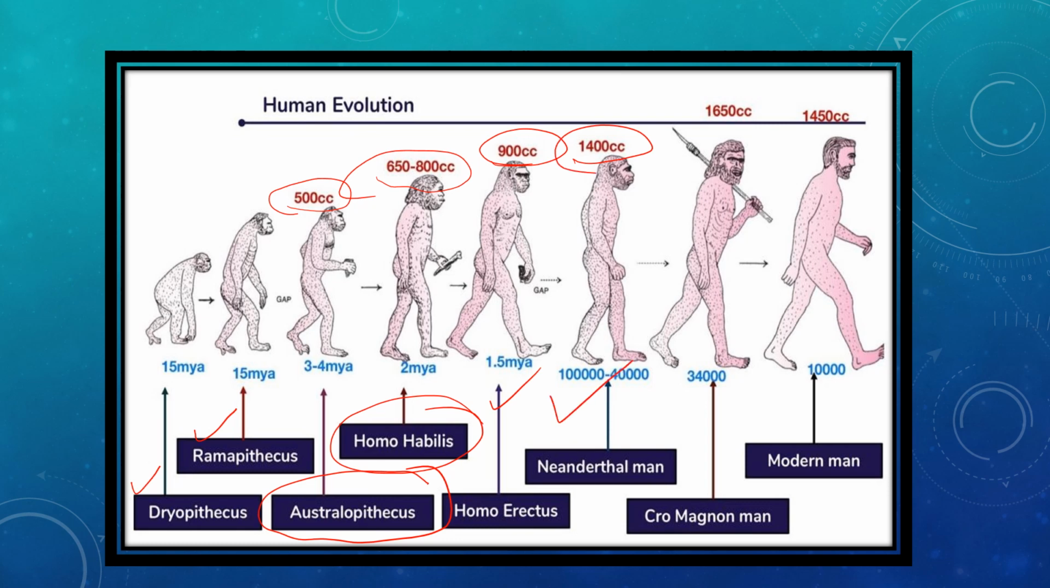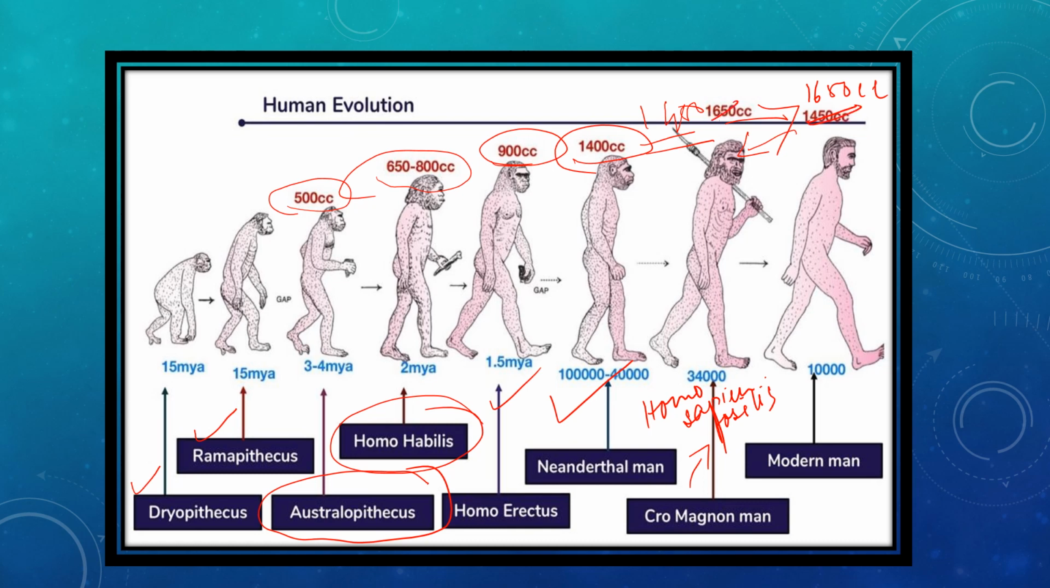Then it should be here. It is 1450 for the Cro-Magnon man, and this Cro-Magnon man is also called Homo sapiens fossilis. And this modern man has a brain capacity of 650 cubic centimeters.